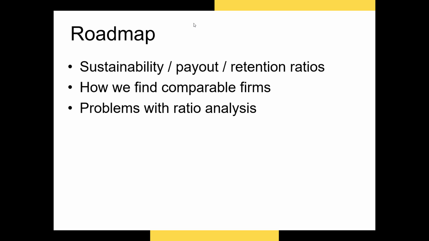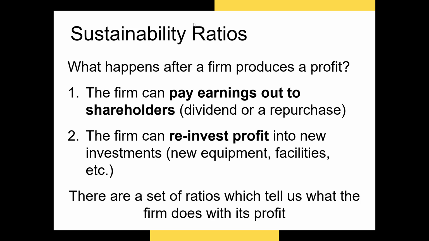In this final part of our Chapter 2 lecture, I'll introduce the primary sustainability ratios. I'll also introduce the methods we use to identify the appropriate competitors to a firm, and I'll discuss some problems with financial statement analysis.